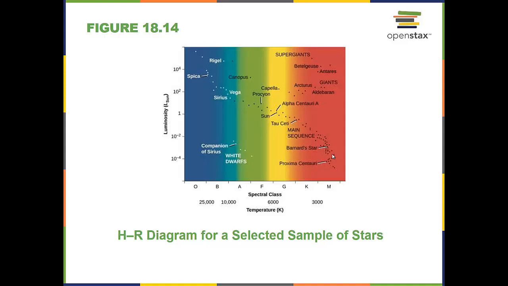The Sun, being slightly below average, is slightly below center and to the right. The hot, blue, massive, luminous stars are at the top left. The cool, red, tiny, dull stars are at the bottom right. There are many more stars at the bottom than at the top.